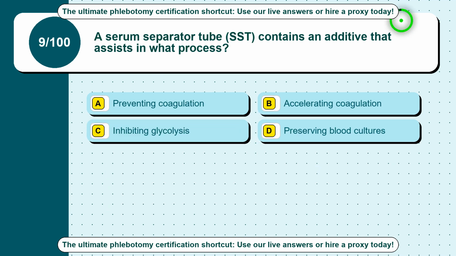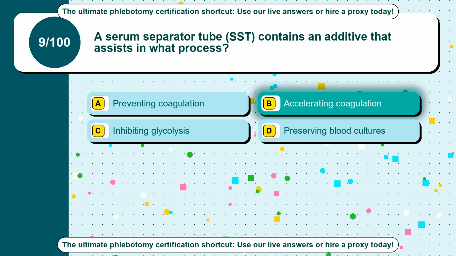Question 9. A serum separator tube, SST, contains an additive that assists in what process? Option A. Preventing coagulation. Option B. Accelerating coagulation. Option C. Inhibiting glycolysis. Option D. Preserving blood cultures.